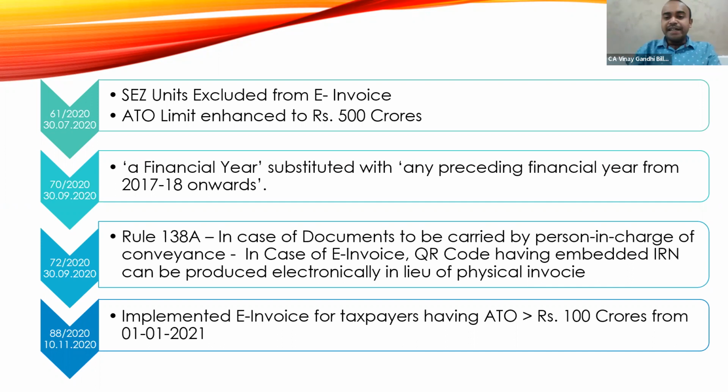So that is how this wording, any preceding financial year from 17-18 onwards, has been substituted. And then on the same day, just before the implementation, they said even for e-way bill, along with the e-way bill, I have to take some documents. For that, they said if the invoice has an IRN and also a QR code, then I need not take a physical invoice. Along with the goods, physical invoice is not required. That is what they have given as an exemption.